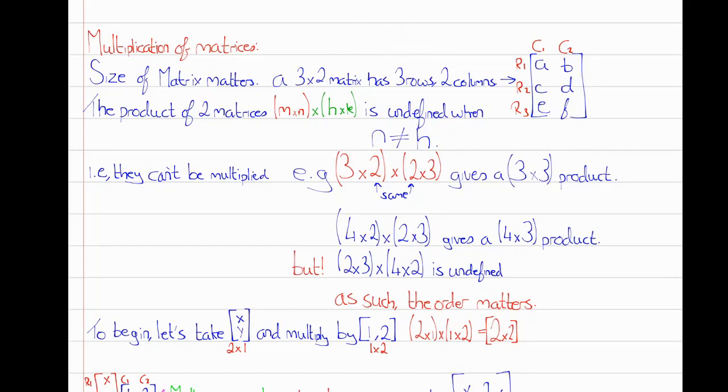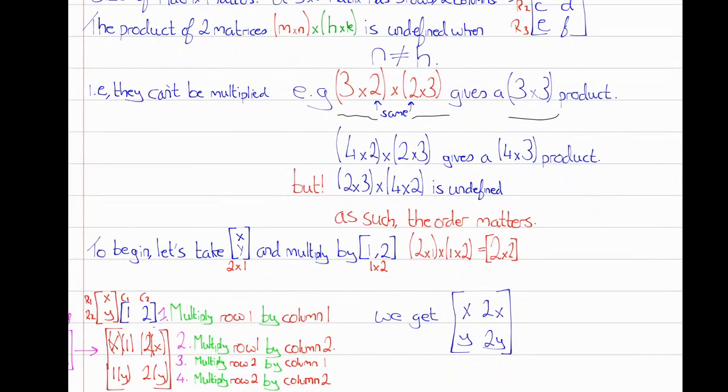So here is another example. We've got a 3 by 2 matrix by a 2 by 3 matrix. The 2's essentially disappear and we get a 3 by 3 sized product. Again here, a 4 by 2 matrix multiplied by a 2 by 3 gives a 4 by 3 product. But, of course, remember that a 2 by 3 by a 4 by 2 matrix will be undefined. So, of course, the order does matter.